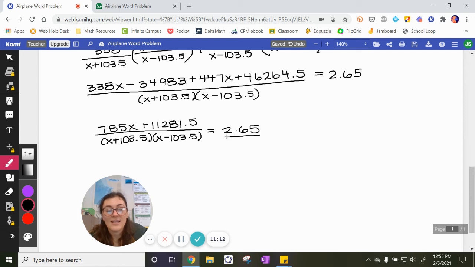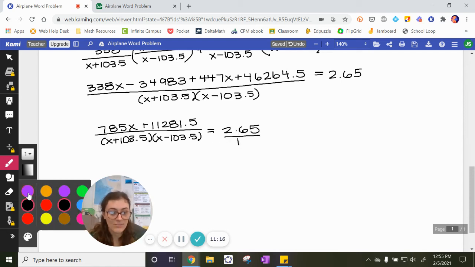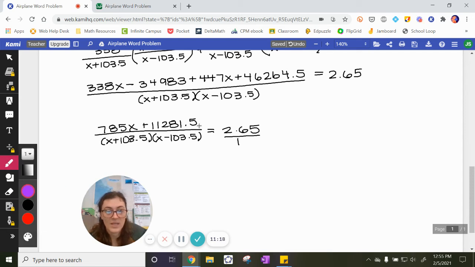But I'm going to rewrite this as a fraction, because 2.65 over 1 is the same as 2.65. And then using method 1, remember, we can cross multiply here. So I'm going to cross multiply. This numerator times this denominator is just that times 1. So we're going to end up with 785x plus 11281.5 equals 2.65 times this whole piece.